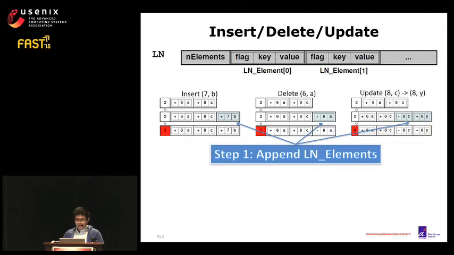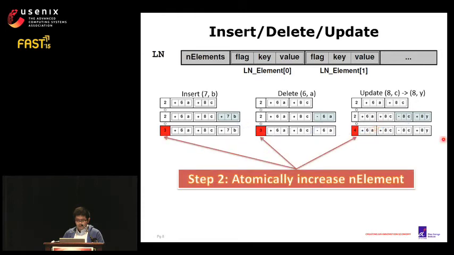After that, mFence and CLflush are issued to guarantee the modification reaches NVM. So the space occupied by the deleted entry here will be reclaimed during split. The second step is to atomically update the n-elements field in the leaf node. Before the atomic update operation finishes, all the appended leaf node elements are not visible because n-elements is used to identify the search boundary. So finally, mFence and CLflush are also issued to guarantee the n-elements field is written in NVM.